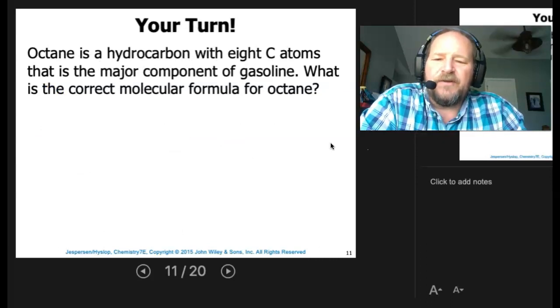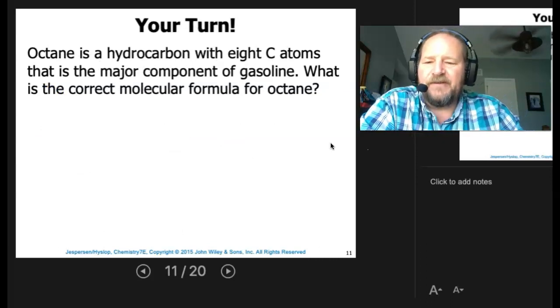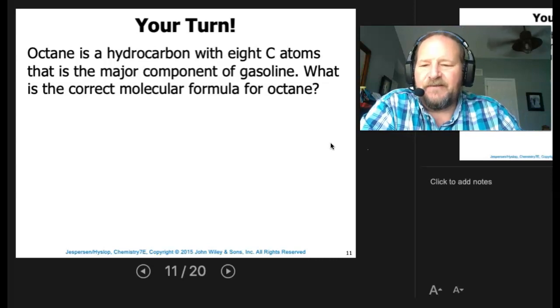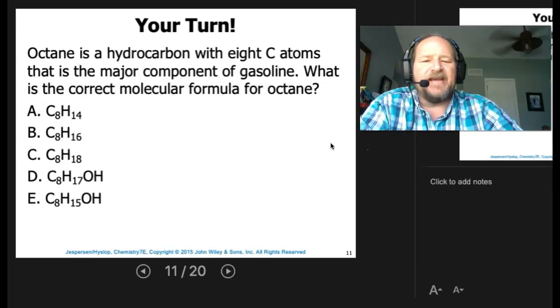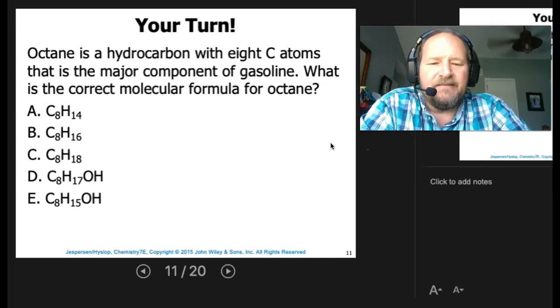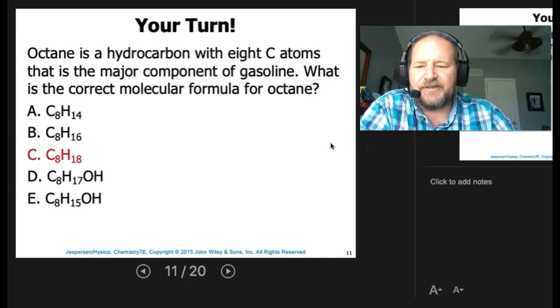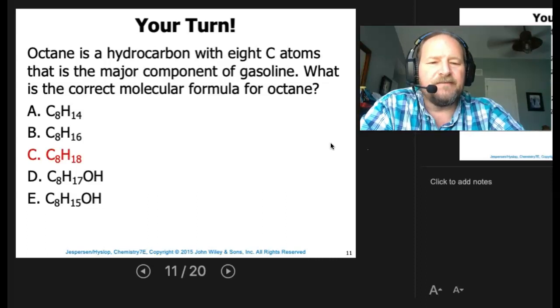Octane is a hydrocarbon with 8 carbon atoms. That is a major component of gasoline. What is the correct molecular formula for octane? Now remember, if it's the A and E ending, then it's CnH2n plus 2. So if we have 8, then it would be 8 times 2 would be 16 plus 2. And so our answer should be C.